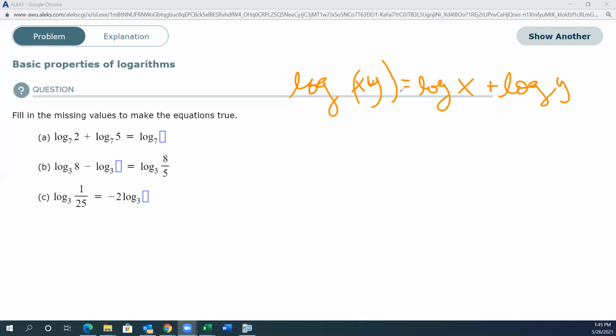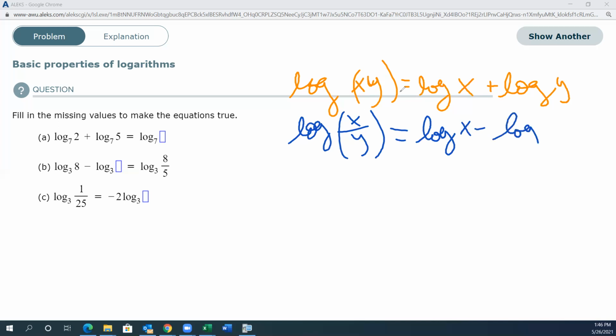All right. Another rule is very similar. If you have log of x divided by y, well, let's see. If multiplication yielded addition, then division would probably yield subtraction. Okay, cool.